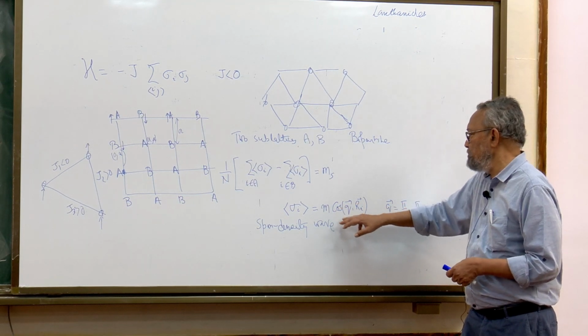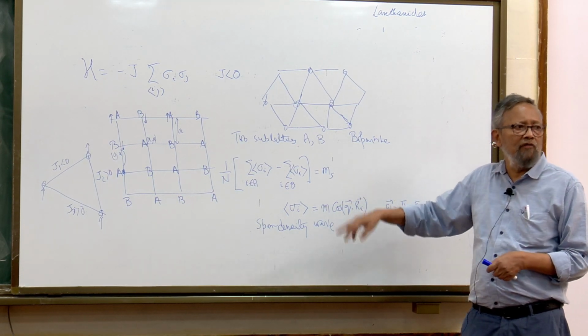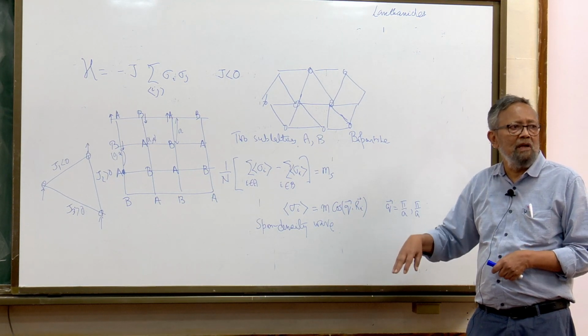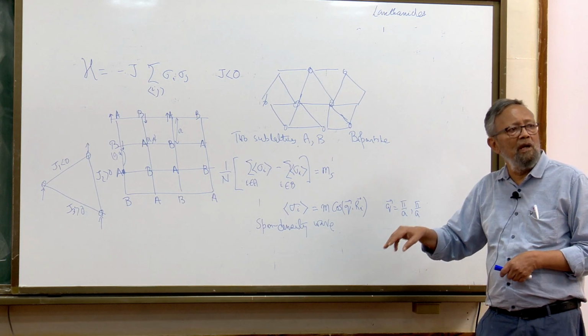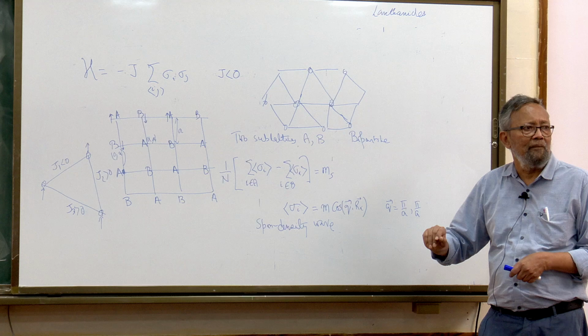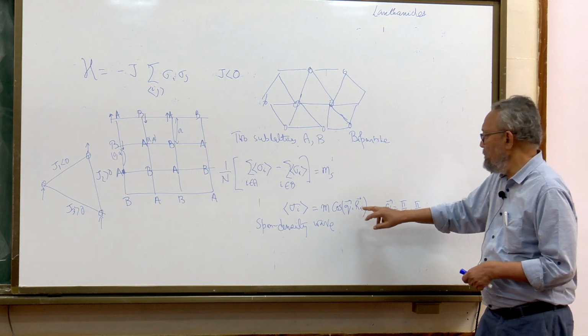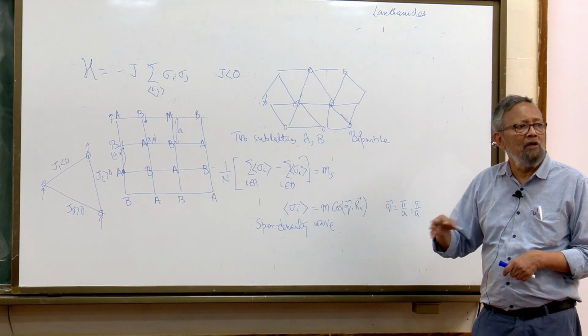The variation of this cosine is a periodic variation. It is such that it changes sign as one goes from A to B, and from B to A again it comes back to the same sign. But if you take some other value of Q, then that will not happen.